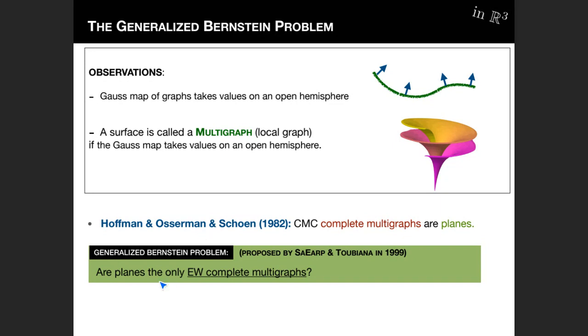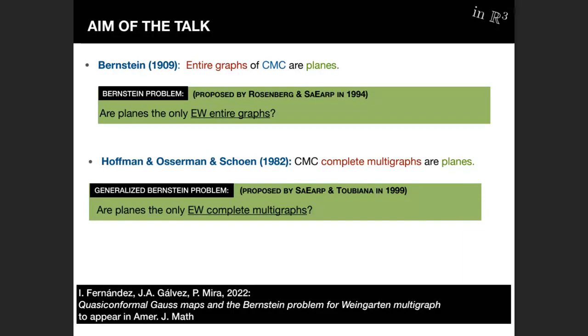So are planes the only elliptic Weingarten complete multigraphs? This is going to be the aim of the talk. We are going to see some previous approaches and partial solutions to this problem, and then I will explain our contribution to them. But this will be in the next part of the talk.